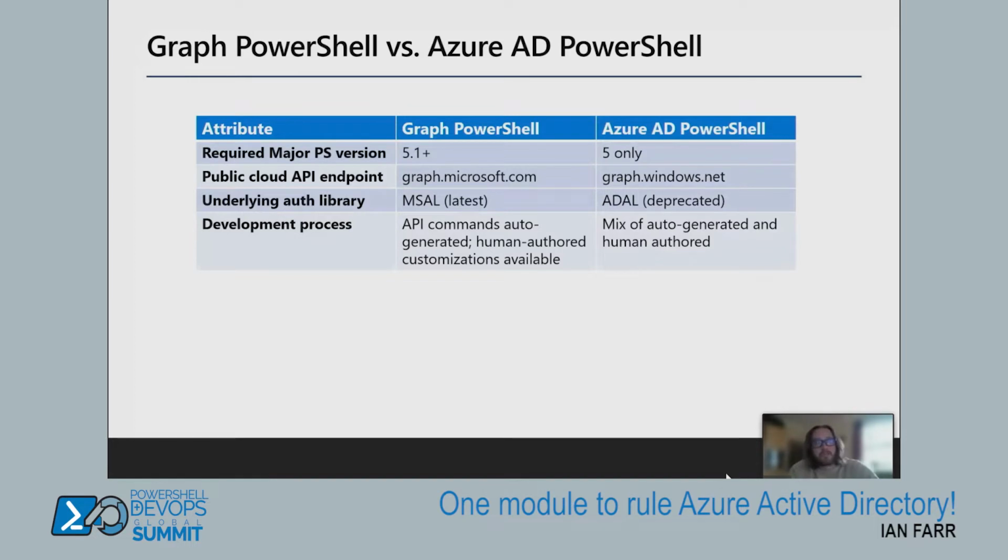But Azure AD PowerShell module, version 5 only, so Windows PowerShell. Public API endpoint, that's graph.windows.net, and that is actually deprecated, so it will be retired in the future. It uses the Active Directory Authentication Libraries, and those are also marked as deprecated. And the development process is mostly human authored.